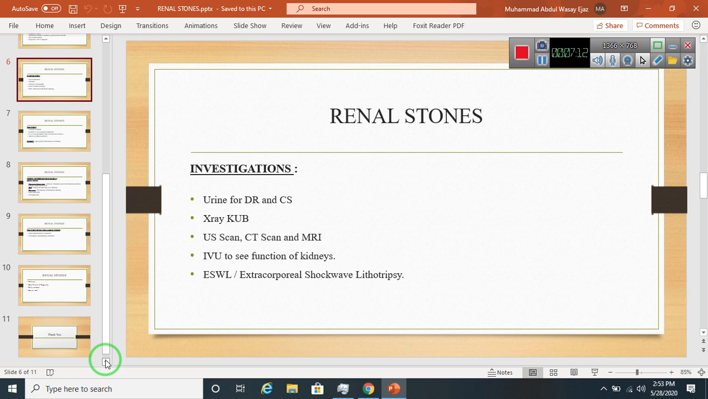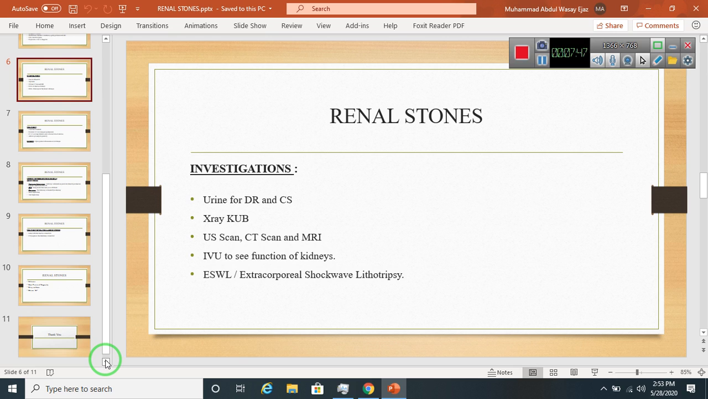X-ray KUB, radiology. X-ray KUB would show in the first instance how many stones are present, what is the size of the stone, and on which side it is present. Number two, sometimes the stone is not shown in the X-ray KUB. That may be because of uric acid stones. Then that is shown in the intravenous urogram or intravenous pyelogram. Ultrasound scan, CT scan or MRI.